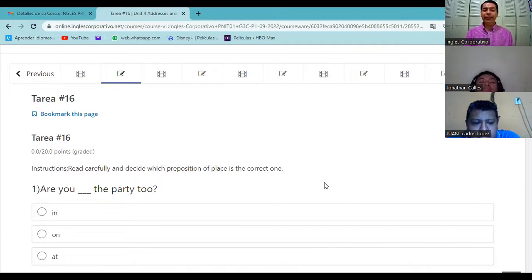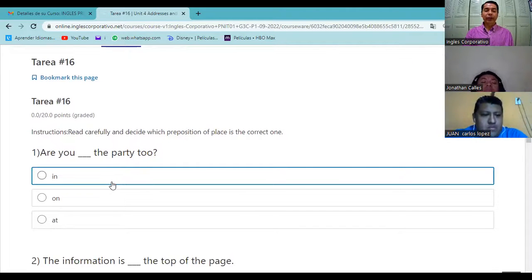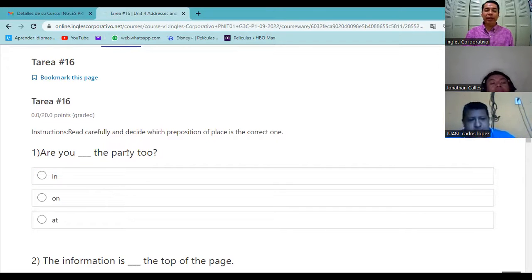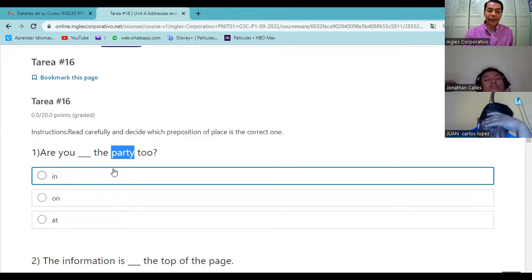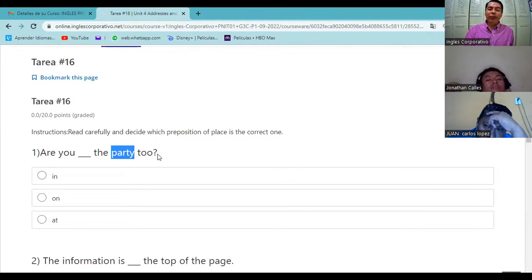Ok, can you see it? ¿Pueden verla? La tarea 16. Yes. Good. Are you in, on, and at, right? Pero como no puedo darle la respuesta, voy a darles una idea de por qué es in, on, and at, ¿verdad? Por ejemplo, si yo digo estoy en, aquí cambiémosle a meeting, para que no digan, el teacher les dio la respuesta, ¿les parece? Are you in the meeting? You know? ¿Por qué es esto? Porque normalmente cuando hay una reunión o otro tipo de eventos, es en un lugar cerrado.